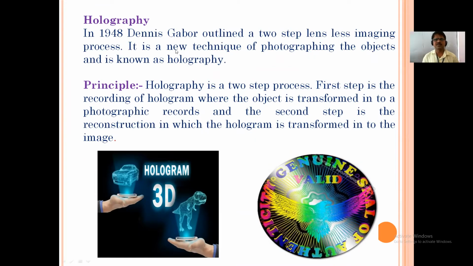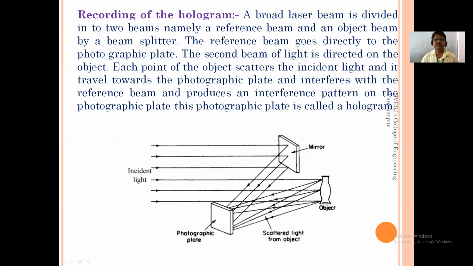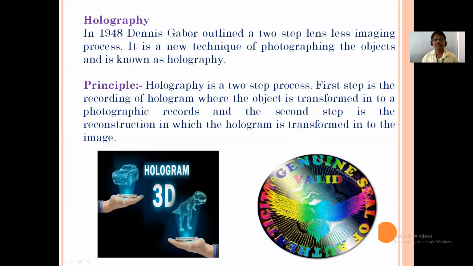Let it in holography, in first paragraph only. In holography, 3D image, in bracket, intensity and phase, of the object is recorded in holography. In holography, 3D image in bracket intensity and phase of the object is recorded.